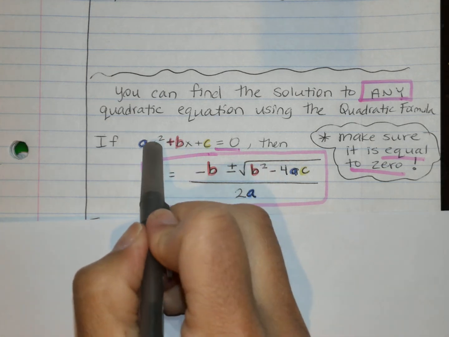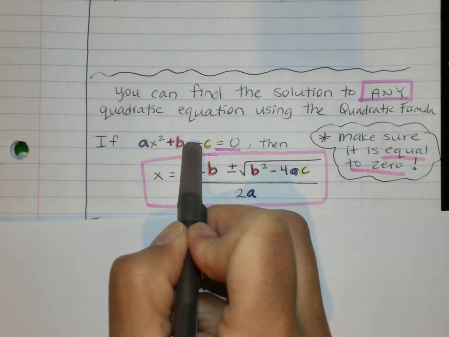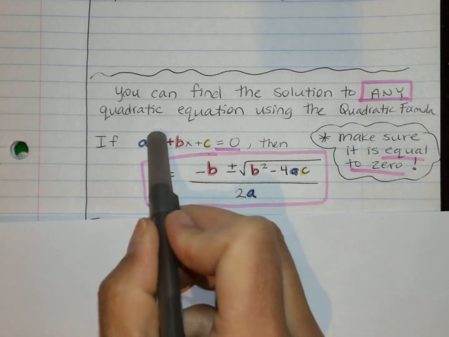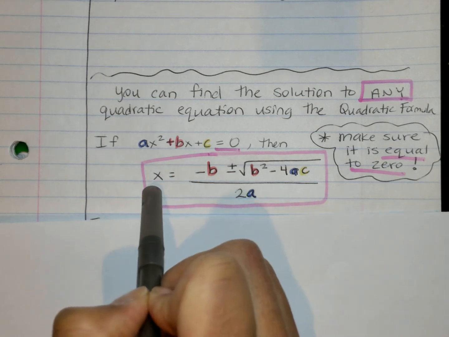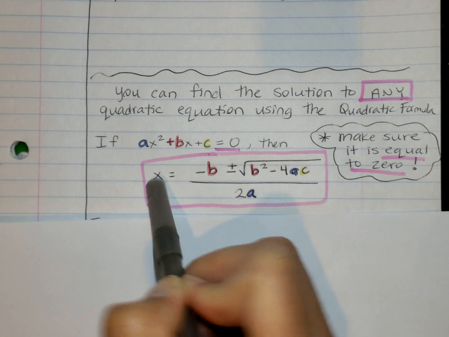Remember, if it's a different variable besides x, you can change this instead of x. Maybe it's t squared and something t. So this would be t equals. Just remember the variable matches. We don't always remember to do that, but try to remember: if it's an x, write an x here. If it's a t or a v, write a t or a v. Make sure your variable matches.